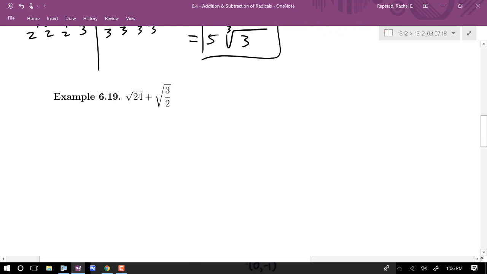All right, let's do another. This one, we're back to square roots, and this one's a little bit different because I've got a square root of a fraction. So we start by simplifying as usual. How do we begin simplifying that second radical?